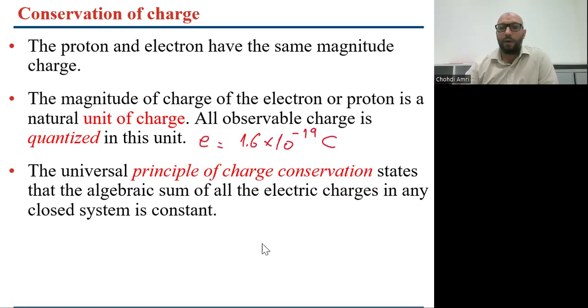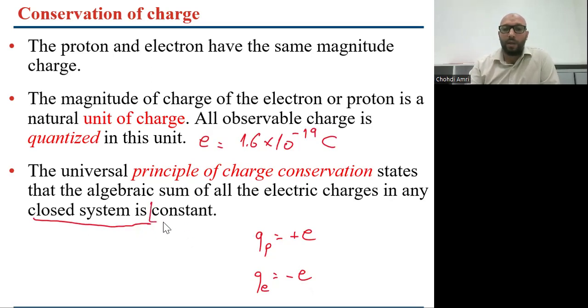Okay? The charge of the proton is equal to plus e. The charge of the electron is equal to minus e. The universal principle of charge conservation states that the algebraic sum of all electric charges in any closed system stays the same. That means it's constant. We call this the principle of charge conservation. But don't forget that we are talking about a closed system.